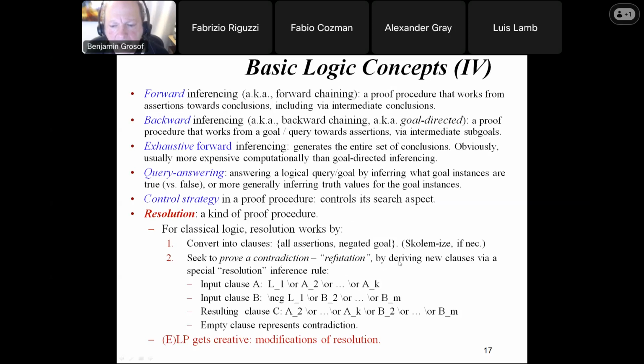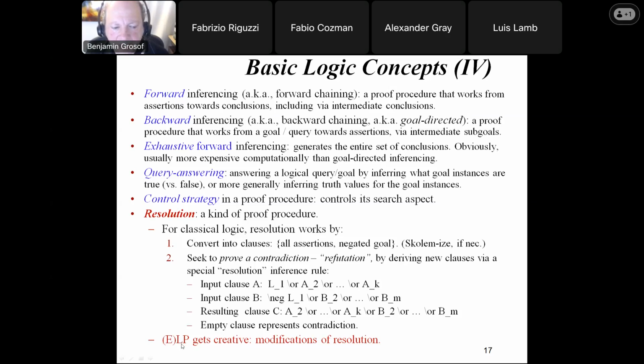That is, by deriving new clauses via a special resolution inference rule, where we take two clauses that share a common literal, where one has it positively and the other has it negatively. You can think of it as an atom and its negation. And then in the resulting clause we get rid of those literals, and we have a big or of all the other literals. But where an empty clause represents contradiction, you're seeking to prove a contradiction.